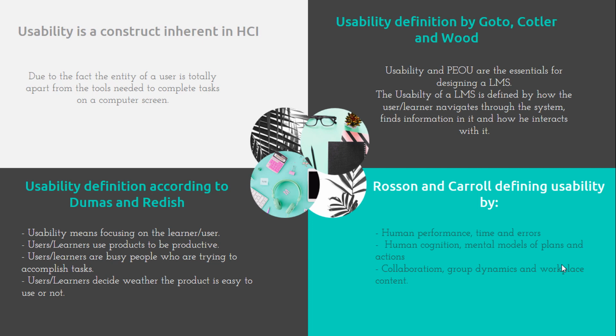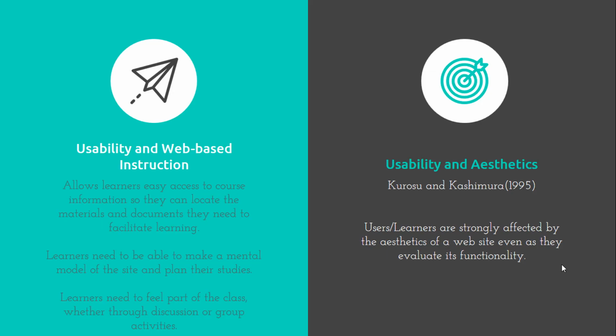Usability means that people who use the product can do so quickly and easily to accomplish their own tasks. This is by Dumas and Redish. And Nielsen has another definition, which says ease of use is the first priority of interface design. And Rosen and Carroll, 2002, identify three perspectives that contribute to the general concept of usability, which are human performance, time and errors; human cognition, mental models of plans and actions; and collaboration, group dynamics, and workplace context.